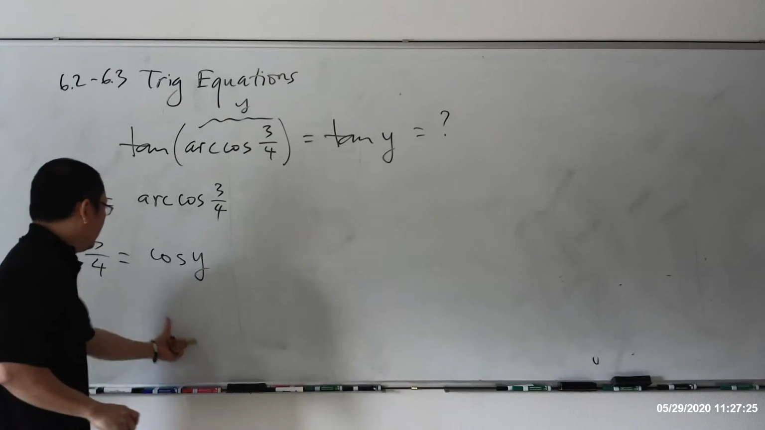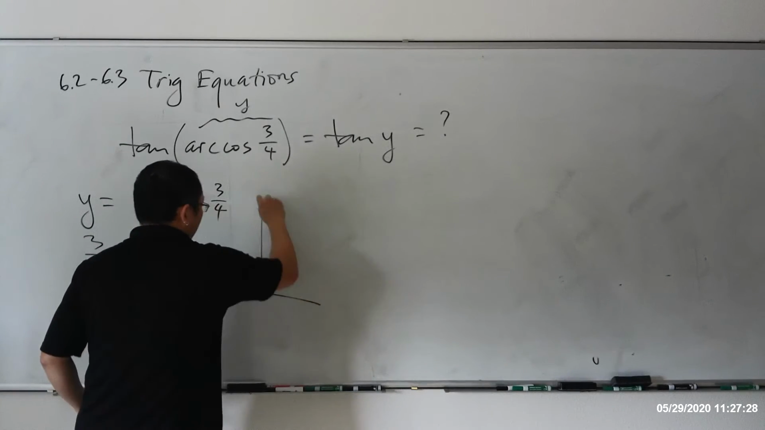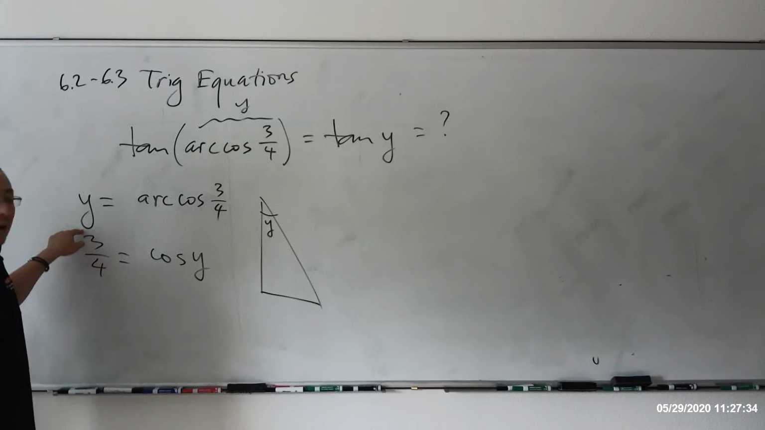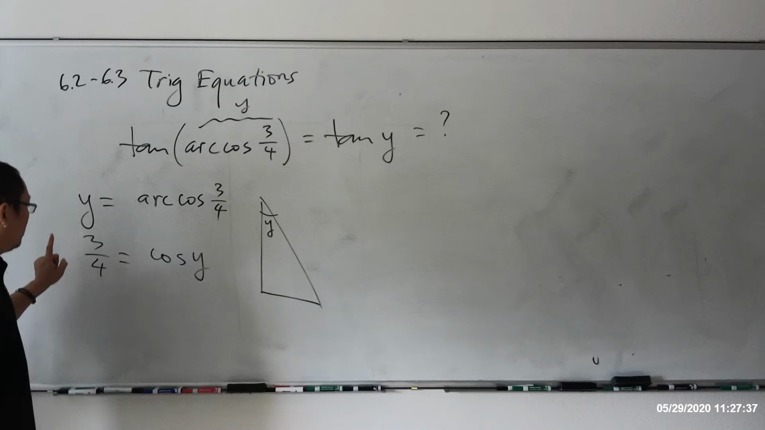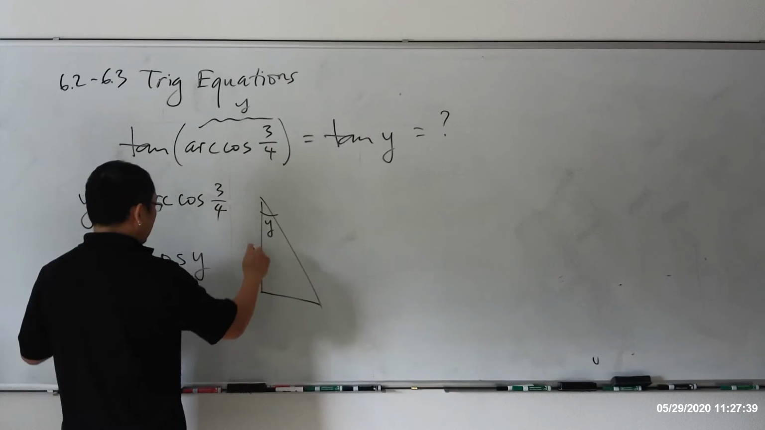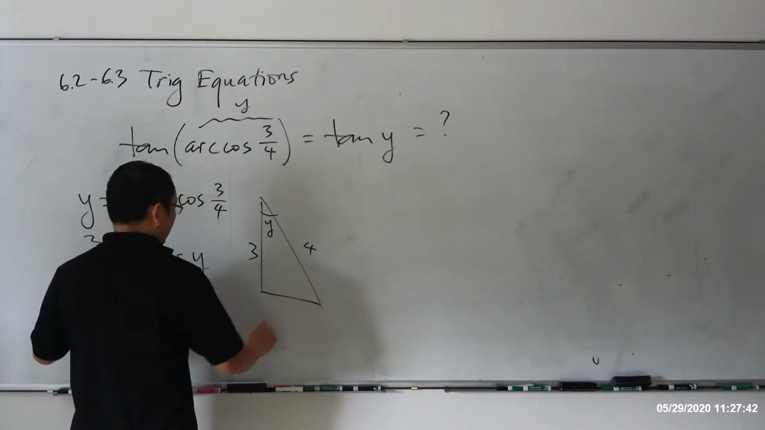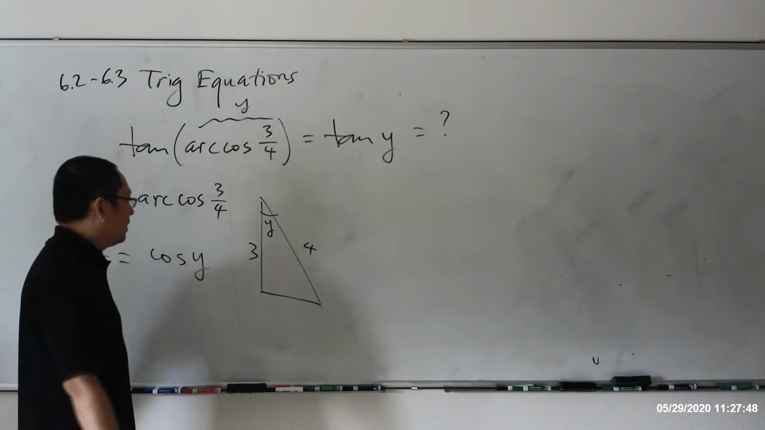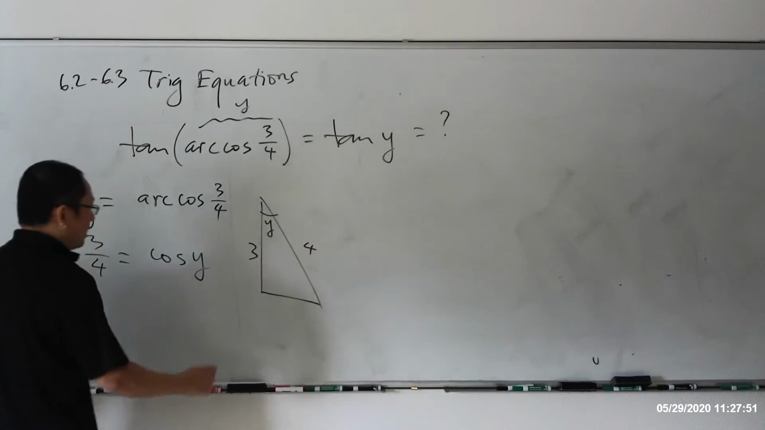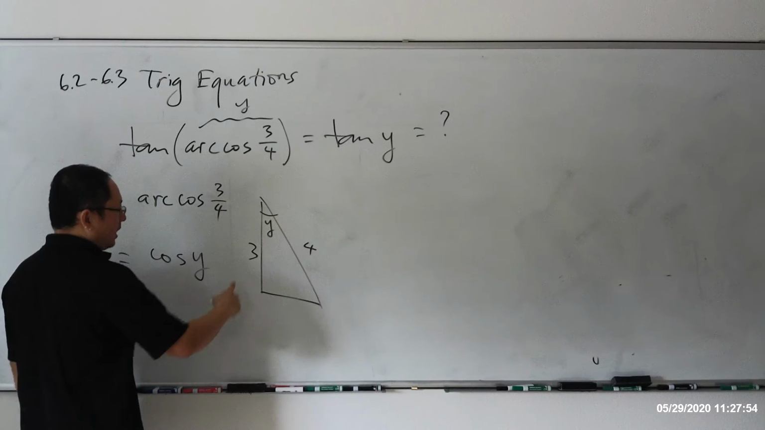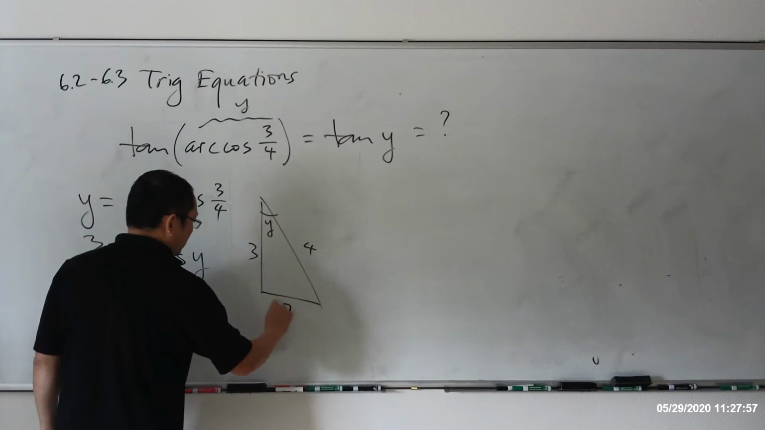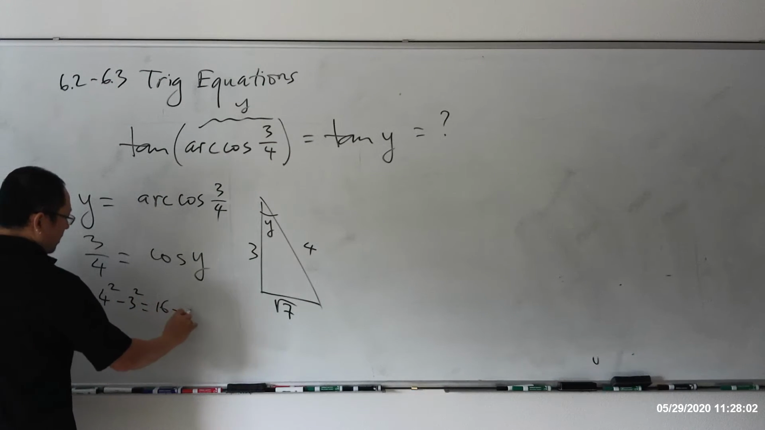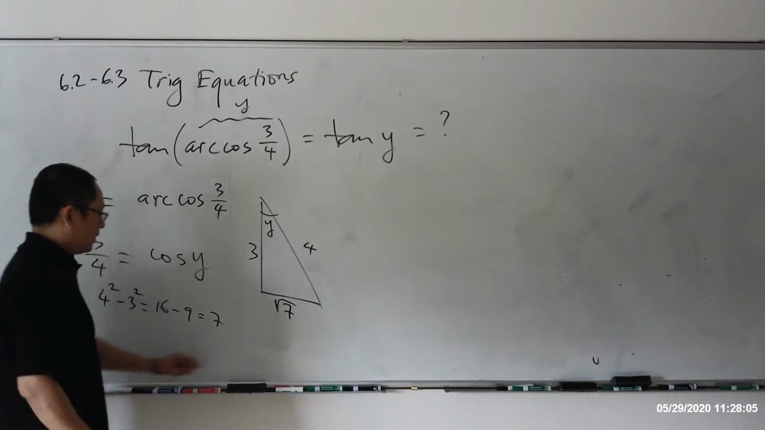All right, and use the right triangle in here. If you have the angle y here, cosine is adjacent over hypotenuse. So adjacent is 3, hypotenuse is 4, and cosine of y is 3 over 4. With this, you can calculate the opposite side using the Pythagorean theorem. This is 4, this is 3, so this side is 4 squared, 16, minus 9, which is 7. So this side is square root of 7.